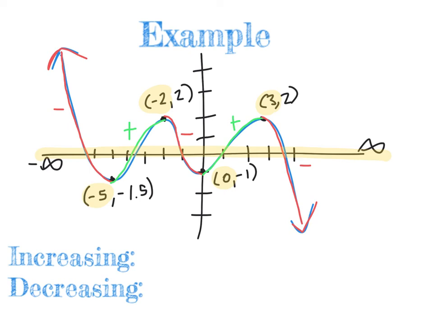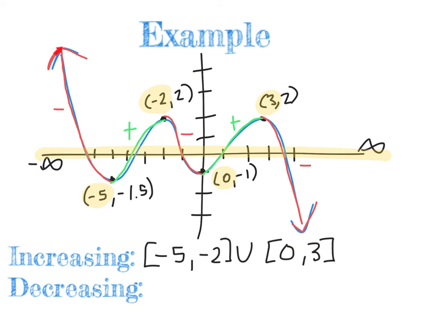So increasing, where is it green? I notice that it's green from negative 5 to negative 2. That's my first gap in the middle that it's increasing. It's also increasing from 0 to 3. Right? From negative 5 to negative 2, it's going to increase. And then from 0 to positive 3, it's going to increase as well. Those are my two increasing intervals.